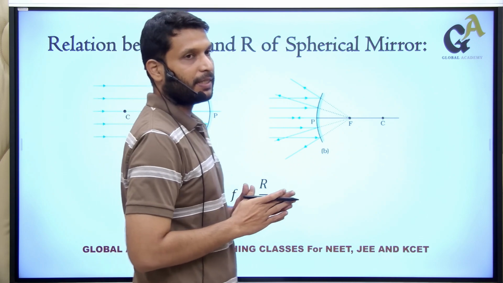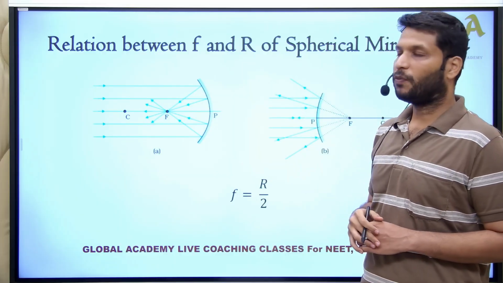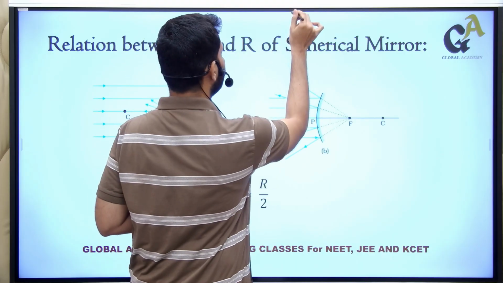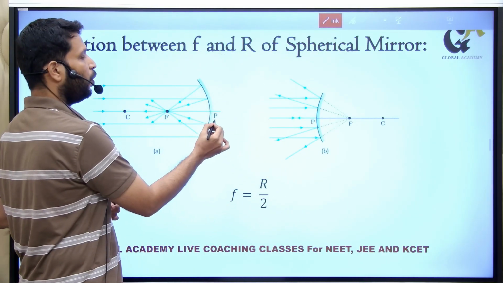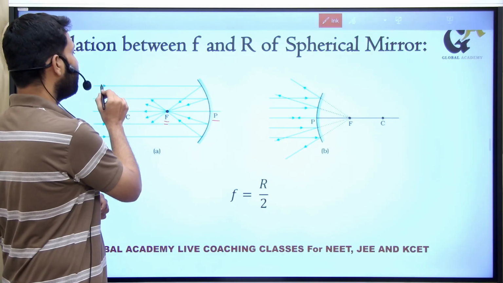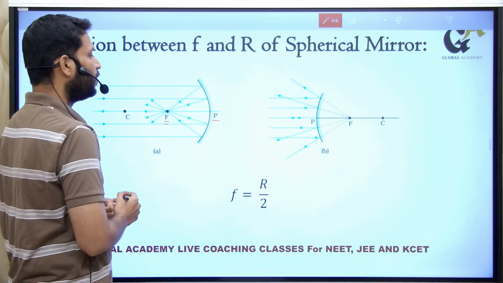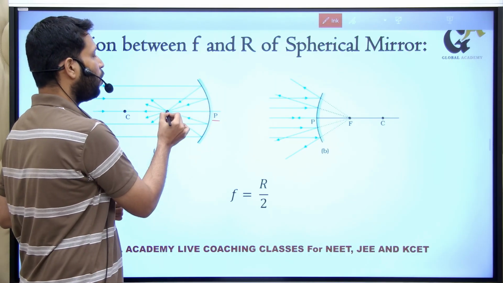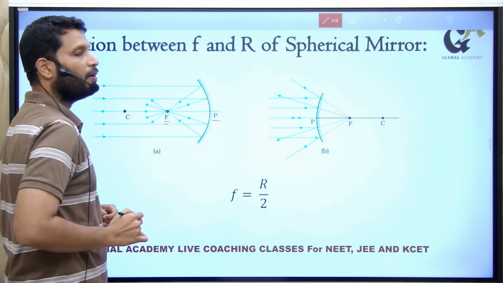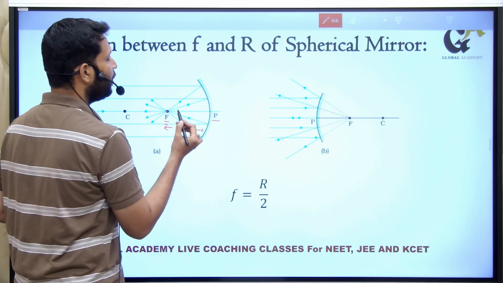So now let us discuss the relationship between the focal length f and the radius of curvature. What is meant by focal length? Focal length is the distance between the pole and the focus. What is meant by focus? Focus is the point where, if you make parallel rays fall on the surface of the concave mirror, after reflection all the rays appear to meet at one particular point on the principal axis. That point is called focus. The distance between the focus and the pole is called focal length.